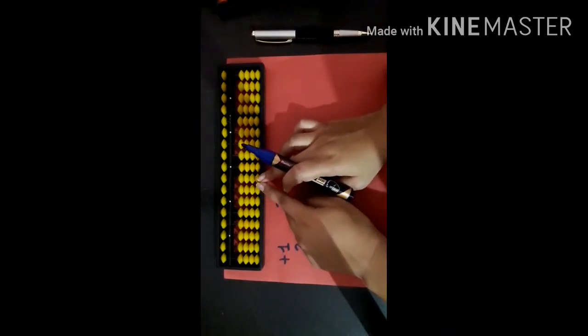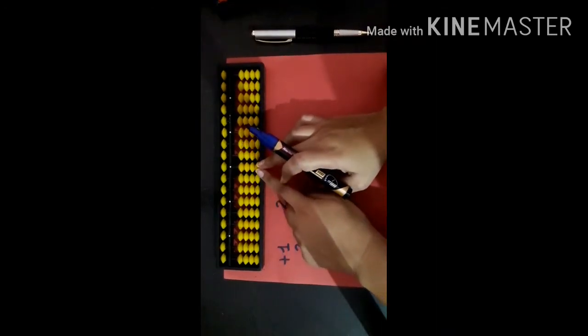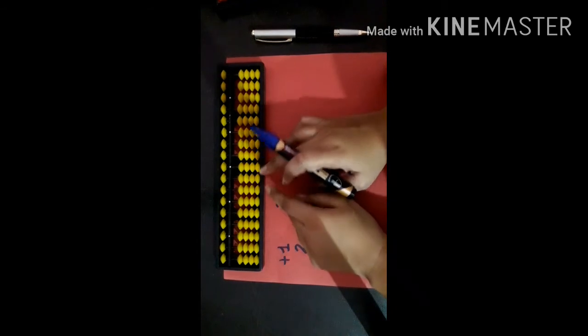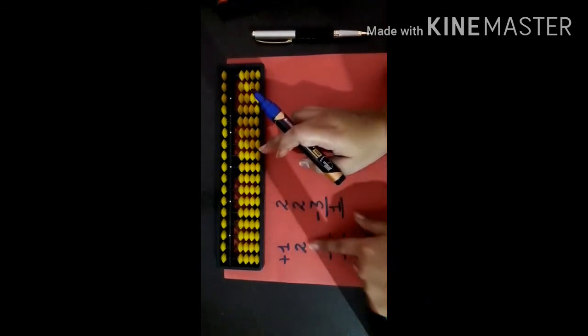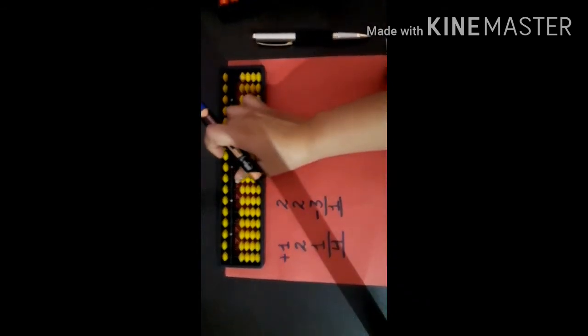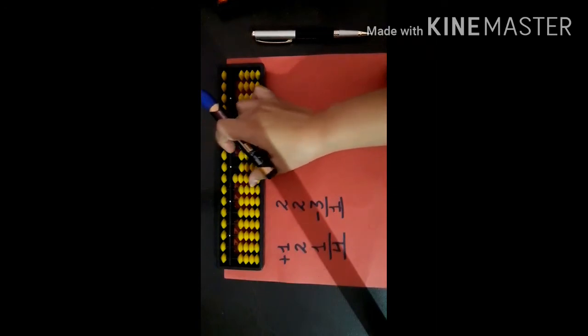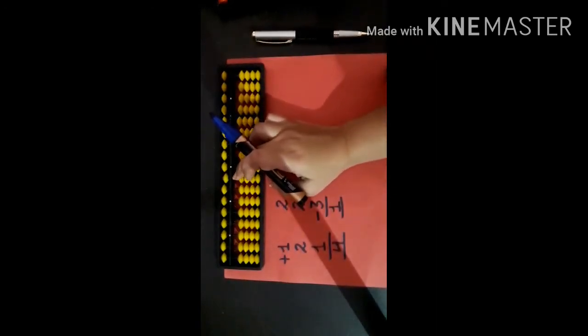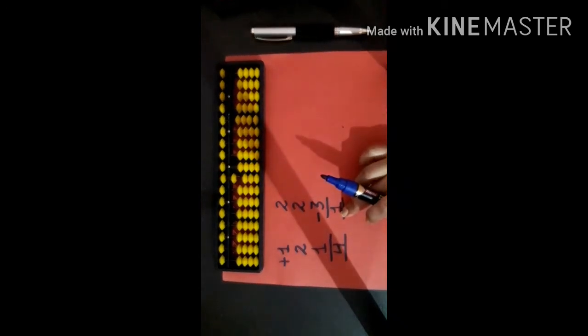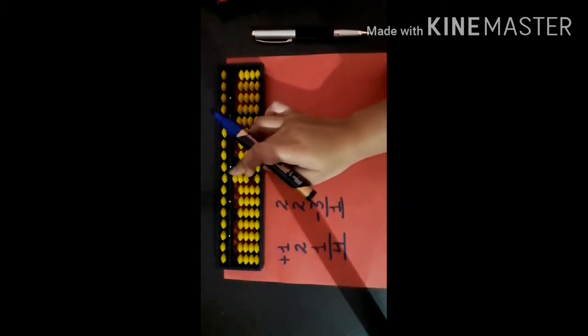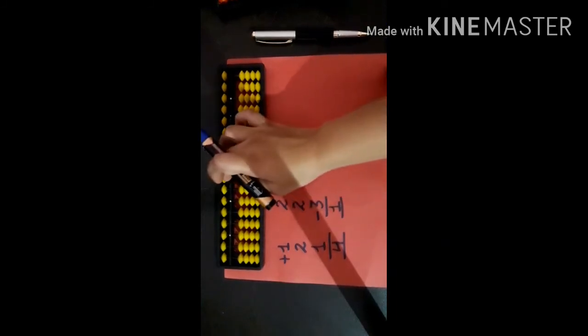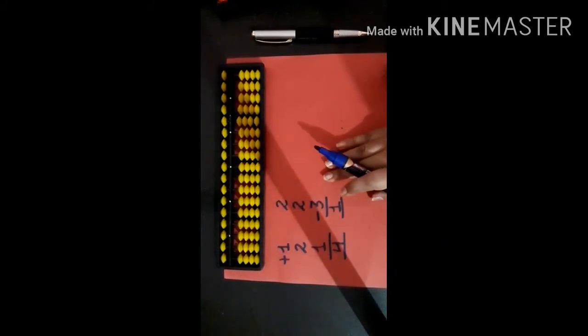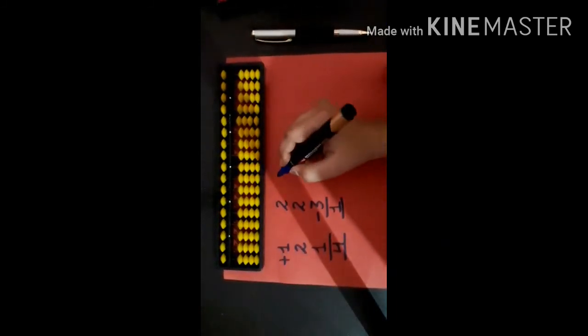Just beside the mid rod, means just in the side of the mid rod, this rod is there. The value of this beat is 10, 20, 30 and 40. Now how we will do our calculations, I will tell you.